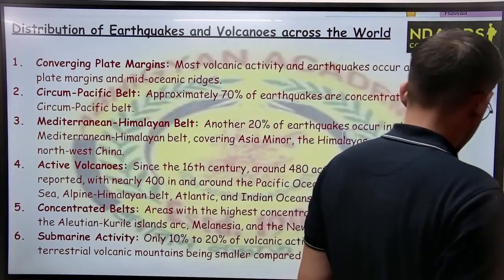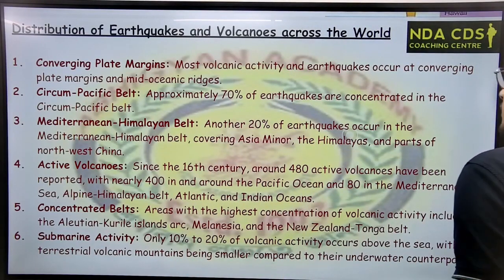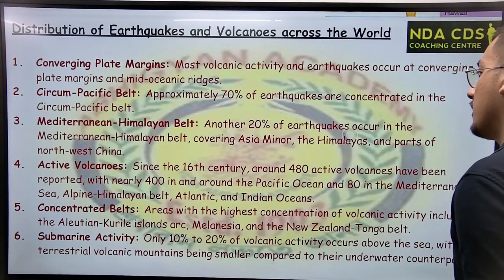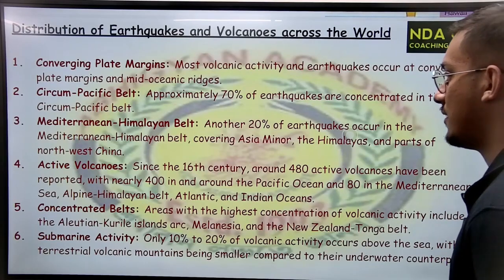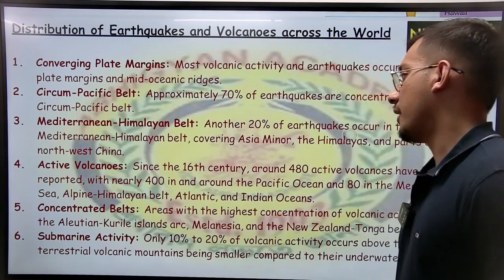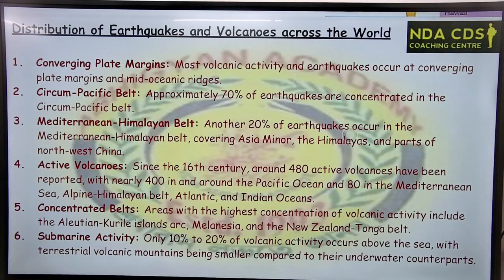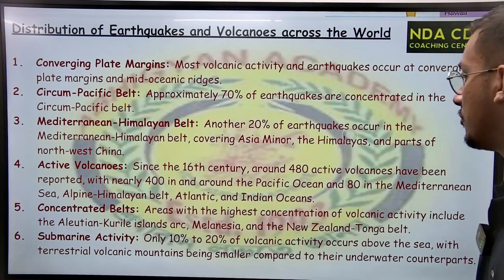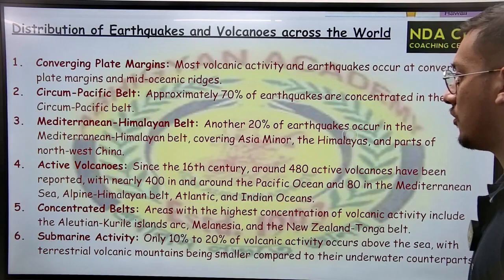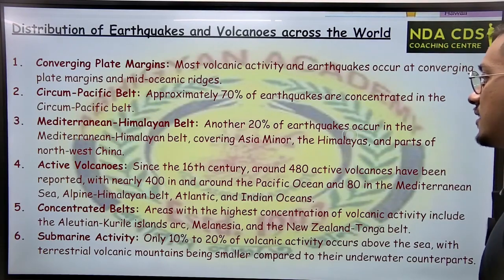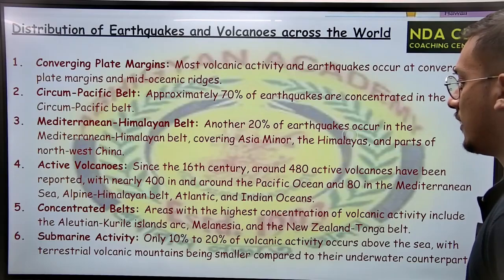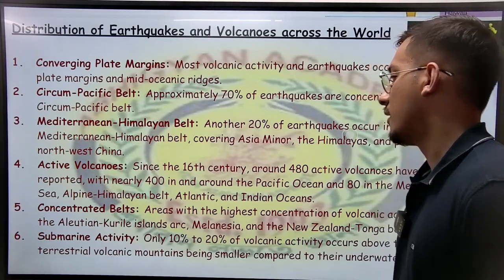Mediterranean Himalayan belt. Another 20% of earthquakes occur in the Mediterranean Himalayan belt, covering Asia Minor, the Himalayas, and parts of northwest China. Active volcano. Since the 16th century, around 480 active volcanoes have been reported, with nearly 400 in and around the Pacific coast and 80 in the Mediterranean Sea, Alpine, Himalayan belt, Atlantic and Indian Oceans.